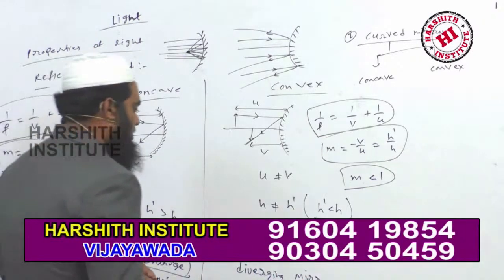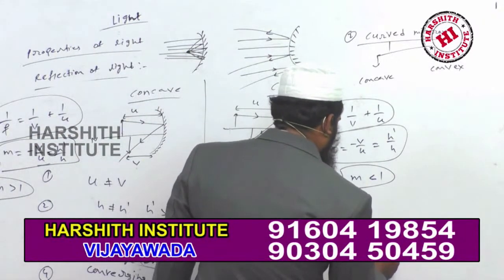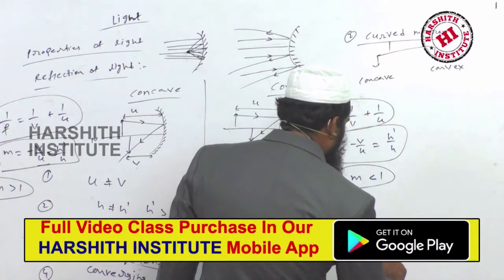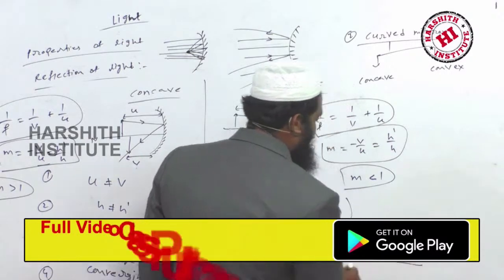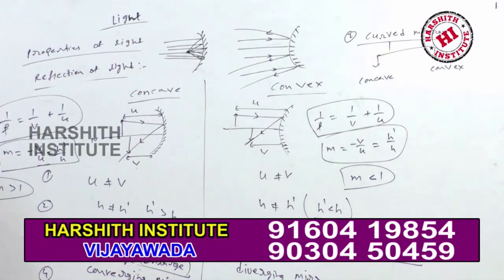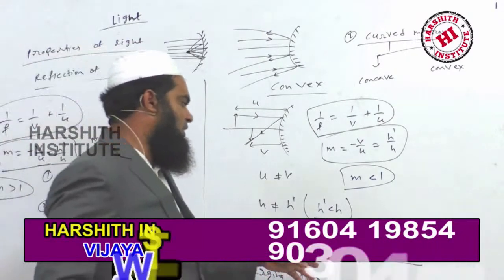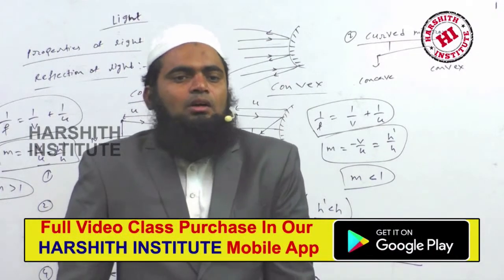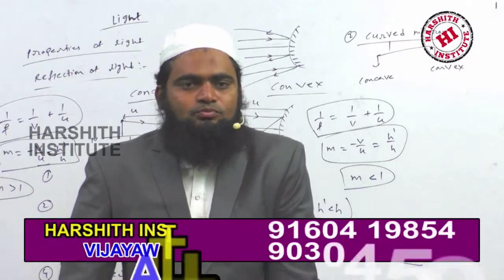Now here, the image formed is diminished. Diminished images form in the case of a convex mirror also. So in a convex mirror, the image formed is diminished. It will be observed as a small size compared to the size of the object.